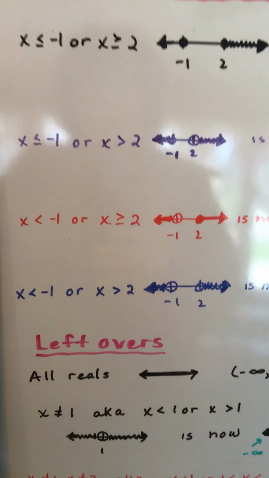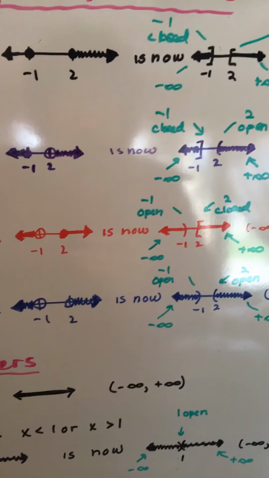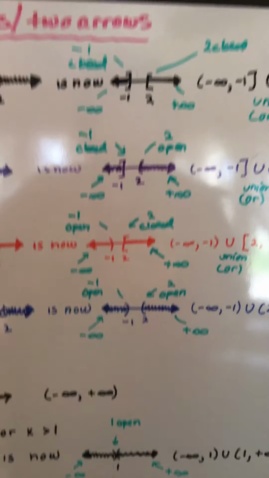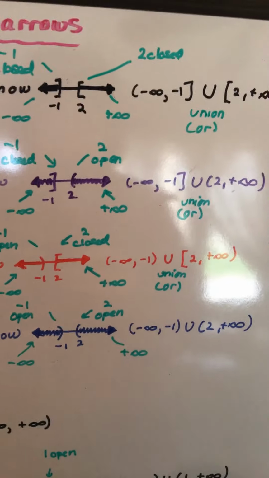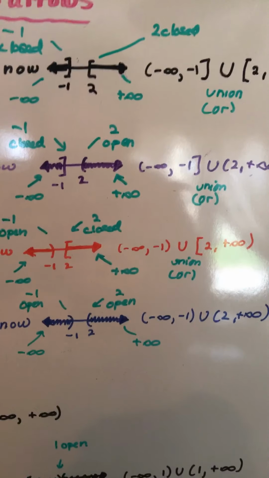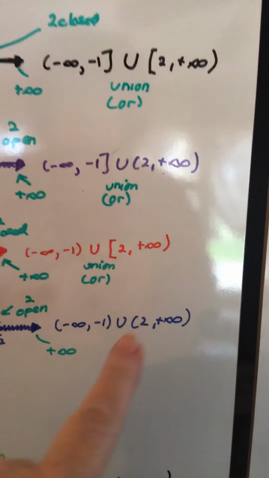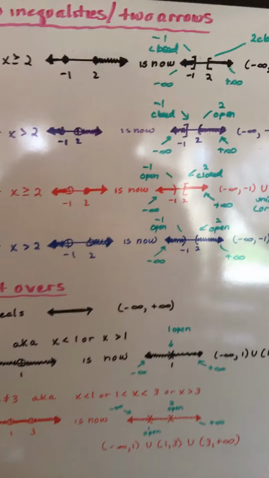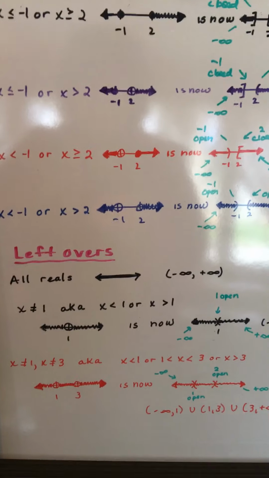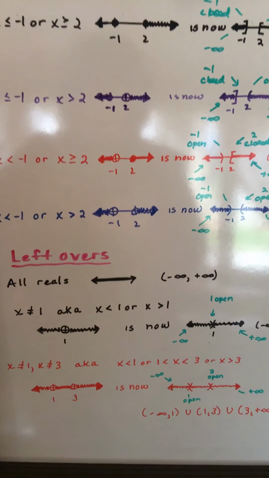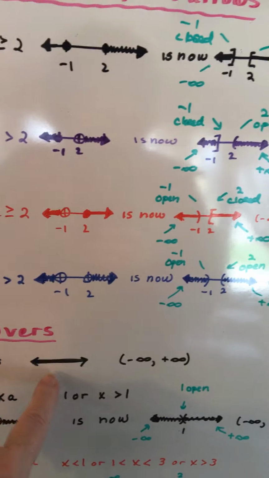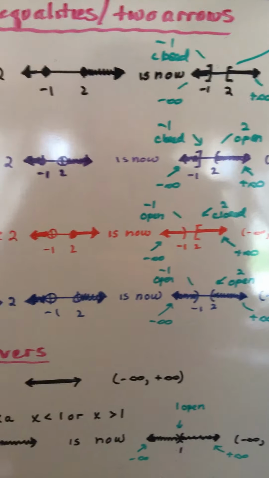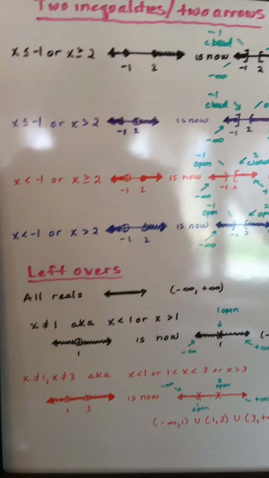Now they're both open, so everything's a parenthesis. So when I write it as two numbers, -infinity, -1, although we know that's not a number, and 2, +infinity, they all get parentheses. Now we have some leftover category. How do you write all real numbers? Well, everything's shaded, and we just say -infinity to +infinity. I forgot to put a little -infinity there and a +infinity there, but you all can just imagine that.